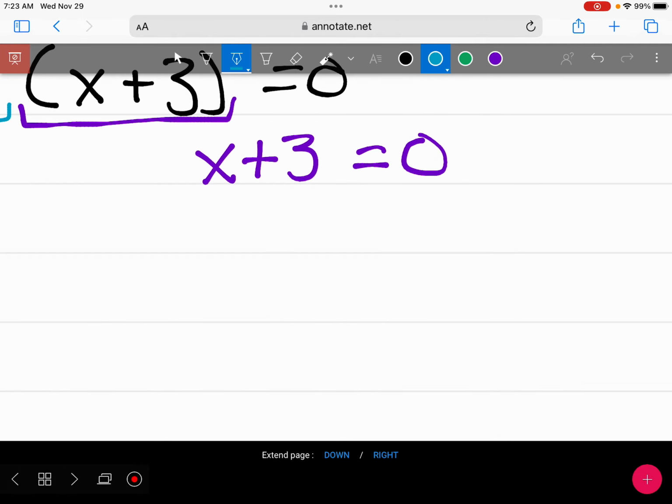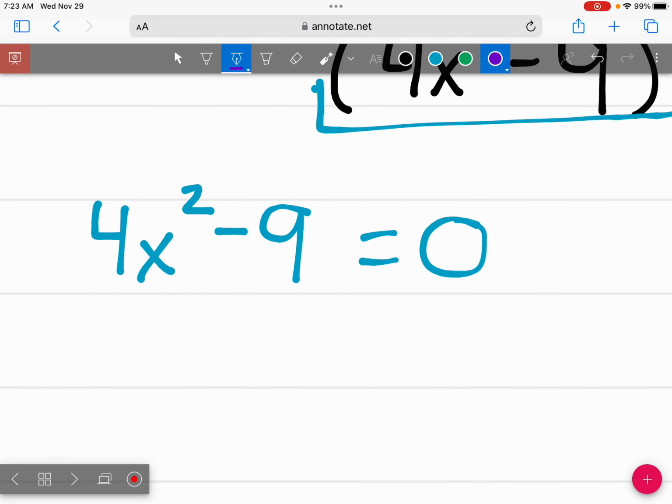Well, this purple one, that one's a little bit easier. What do we do here to solve for x? Subtract 3. And we're going to get that x equals negative 3 because we subtracted 3 on both sides.